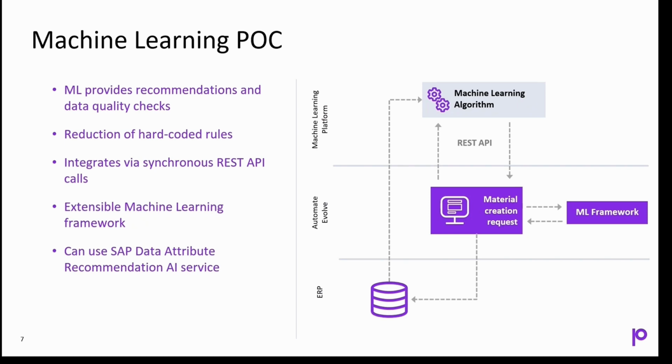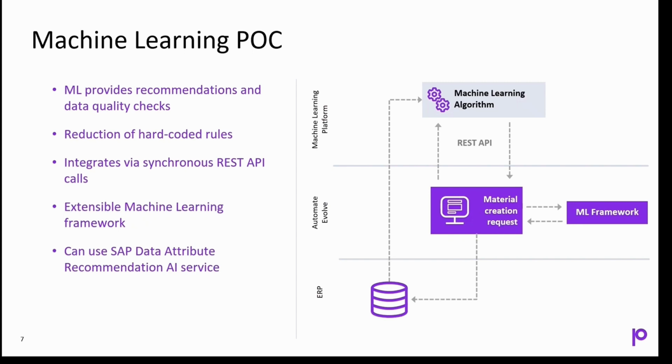So we set out and have done an internal proof of concept to apply machine learning to a material master creation use case where machine learning provides data recommendations and data quality checks in the process. Machine learning replaced some of the rules that would normally be hard-coded in such a solution. The machine learning algorithm is hosted on the cloud outside of our Evolve workflow solution, and the data is exchanged via REST APIs in a synchronous way, meaning that predicted values from the machine learning algorithm are returned into the Material Master request web form more or less in real time.